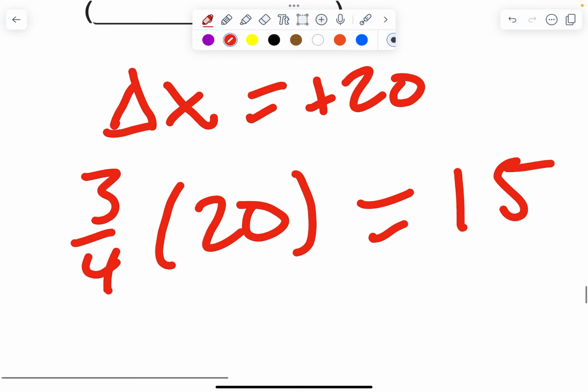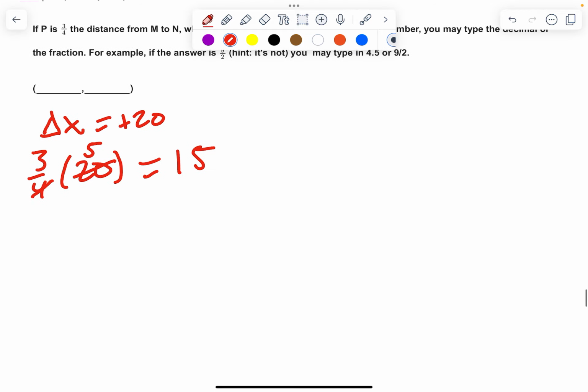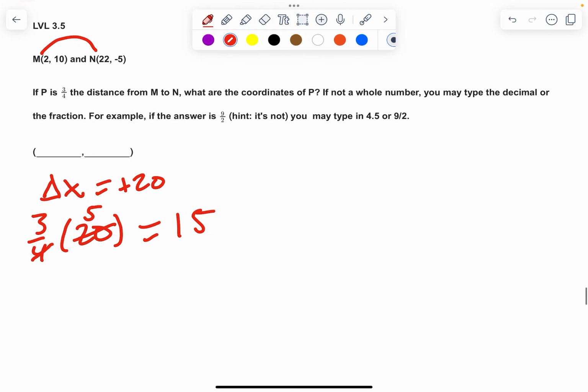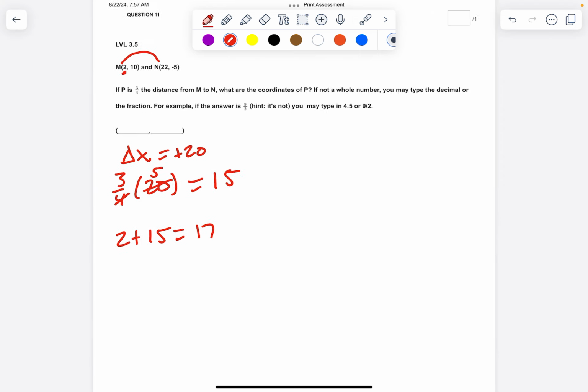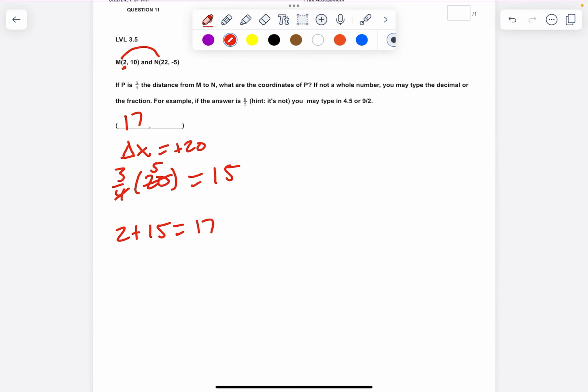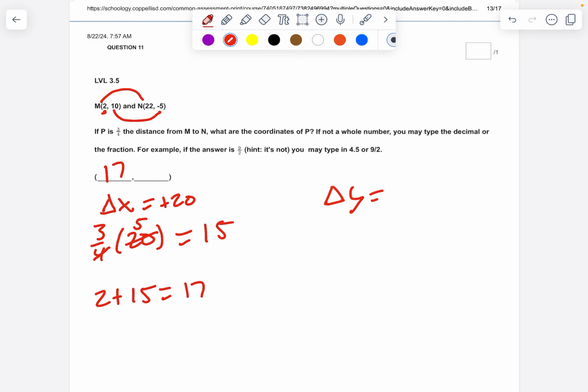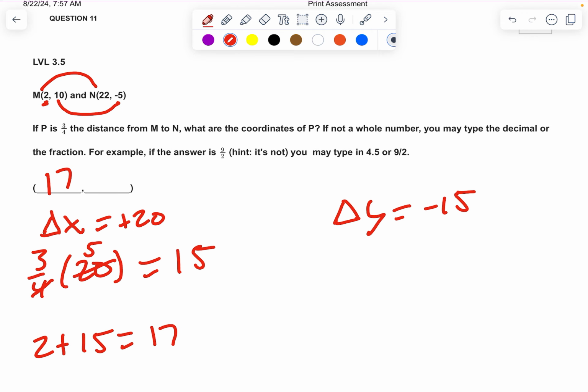So remember we talked about good math. People that are really good at math are going to reduce, make that 5. And then 5 times 3 is 15. So that's plus 15. That's not the answer. We're starting at 2. So it's 2 plus 15 is 17. So the first part of our coordinate has got to be 17. 3/4 of the way. And then delta y is going to equal 10 to -5. So that's negative 15, just like we did a second ago.